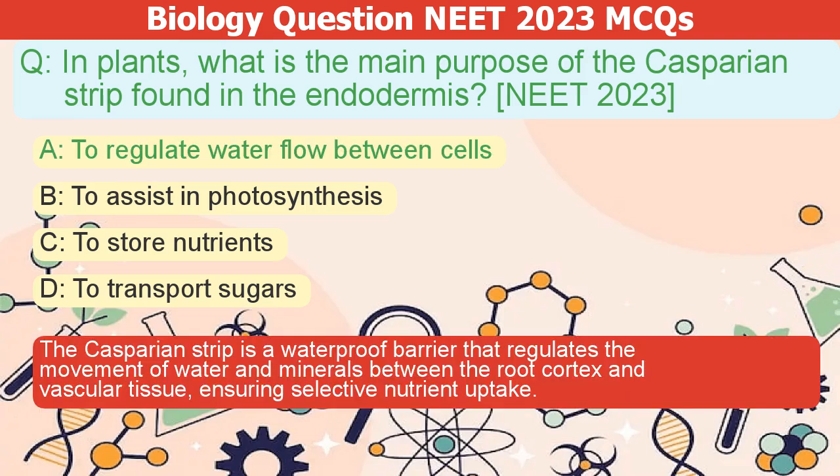The correct answer is A. The Casparian strip is a waterproof barrier that regulates the movement of water and minerals between the root cortex and vascular tissue, ensuring selective nutrient uptake.